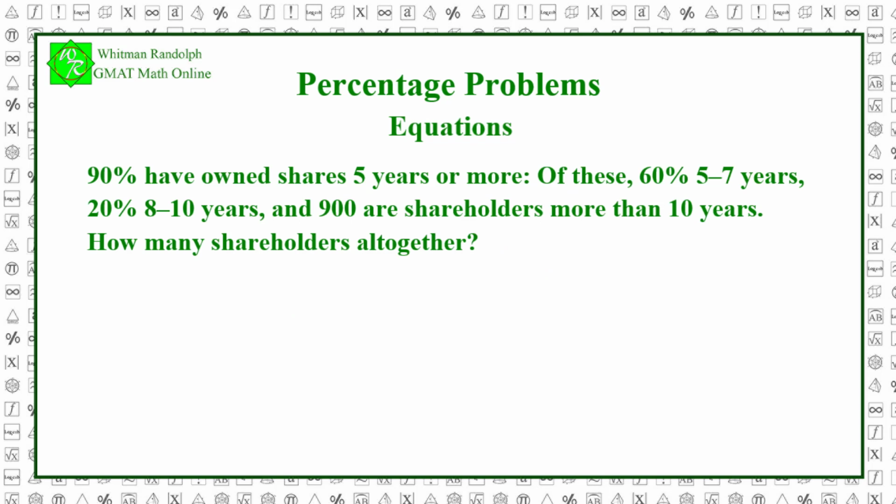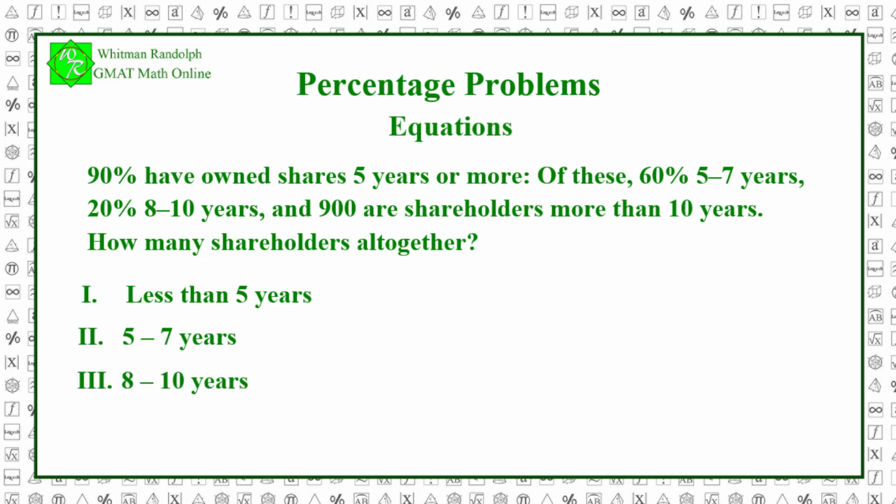Here's a summary of the facts of this problem. Let's find the solution. Let x be the total number of shareholders. These can be divided into 4 categories: those who have owned shares less than 5 years, 5 to 7 years, 8 to 10 years, and over 10 years. Category 1 constitutes 10% of shareholders because the other 3 categories are 90%.